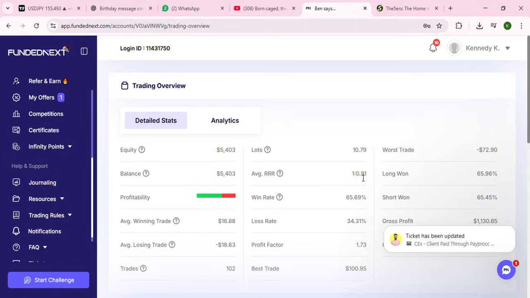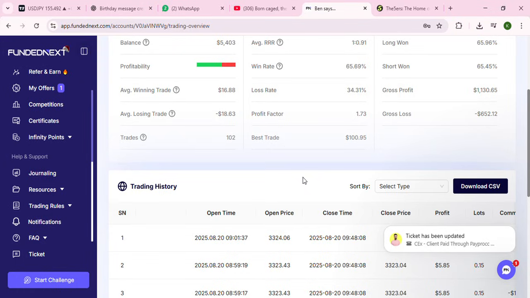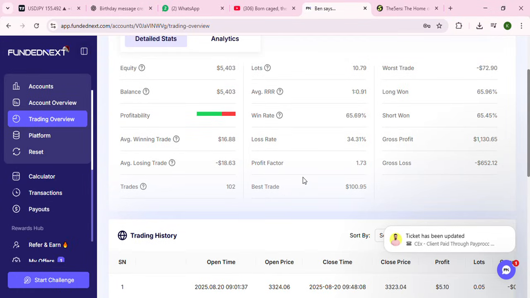There's a video I did sometime back where I said you can pass this account with even a 1 is to 1 R, and you can see it now. I'm proving it to you now from my account. You can say your stop loss is maybe 50 pips, your target is 50 pips. That is 1 is to 1, and you can pass that account. It does not require you to have a very big winning rate and so on.